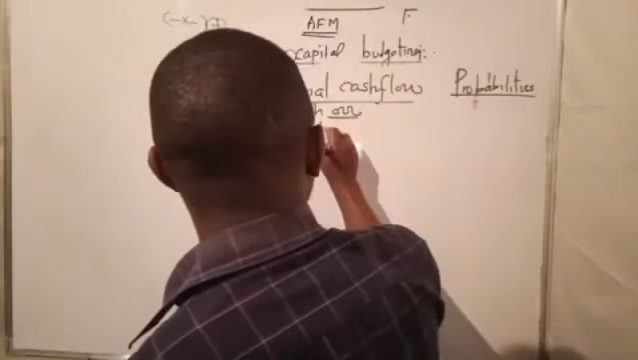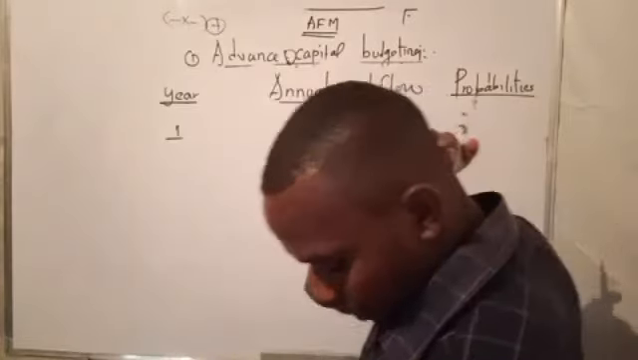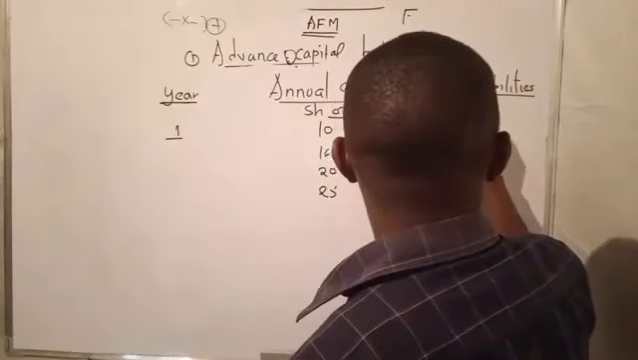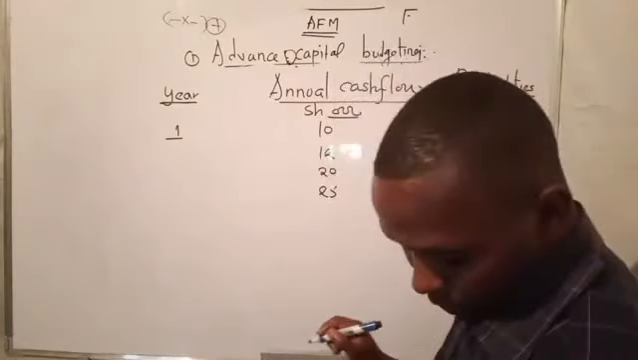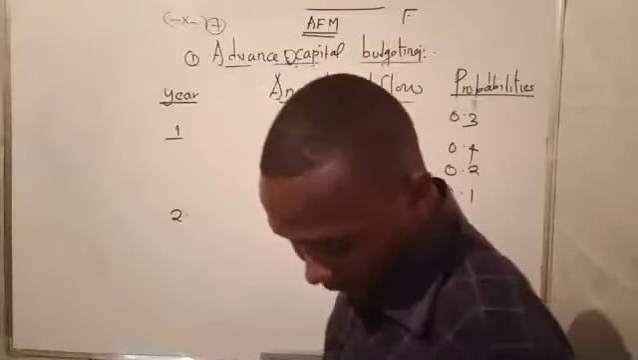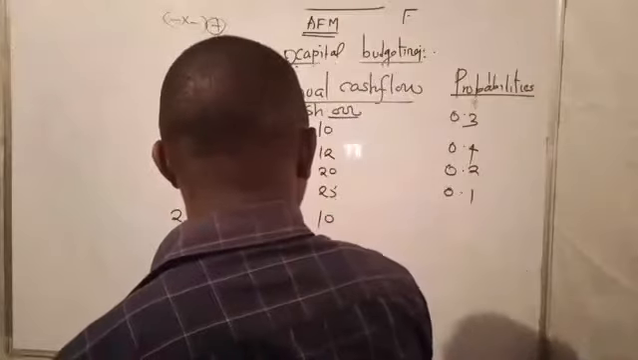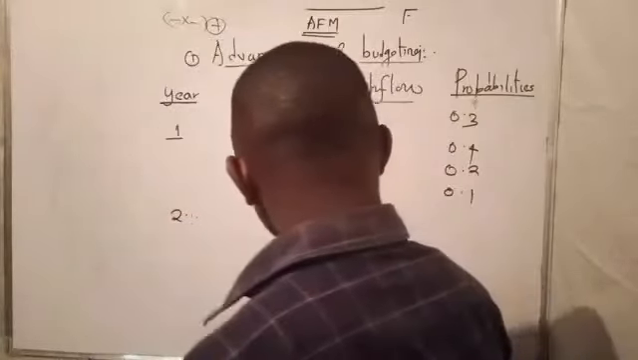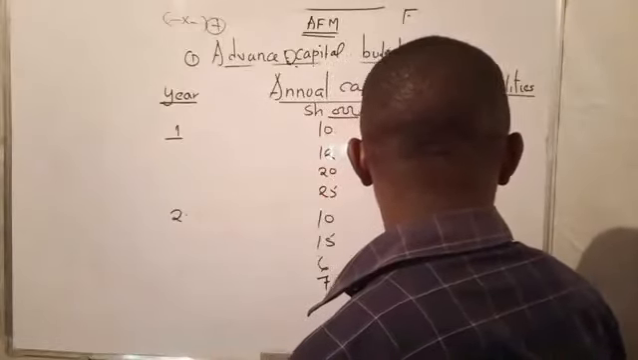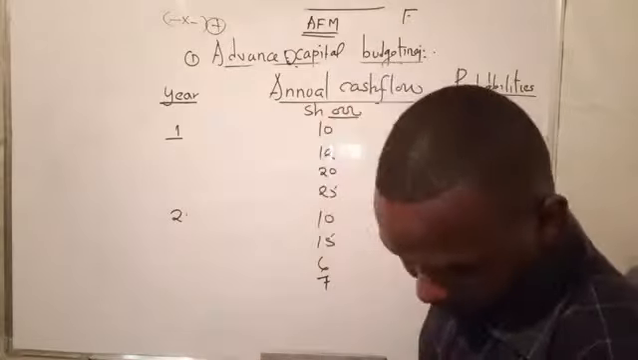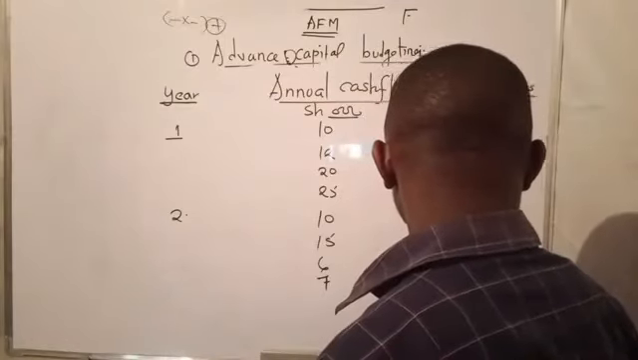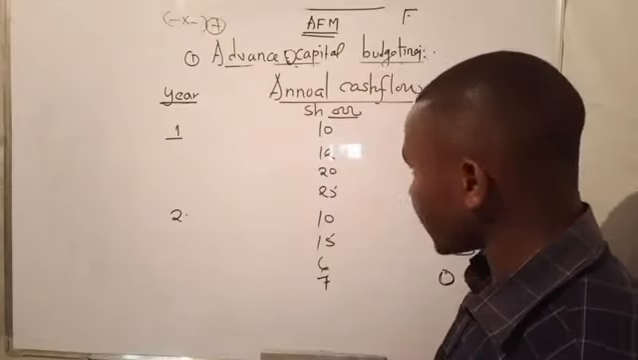Year one: 10, 12, 20 and 25. Probabilities are 0.3, 0.4, 0.2, 0.1. Then year two, the annual cash flows are 10, 15, 6, 7. Probabilities are 0.3, 0.3 on the 6, and then 0.4. Those are the probabilities.